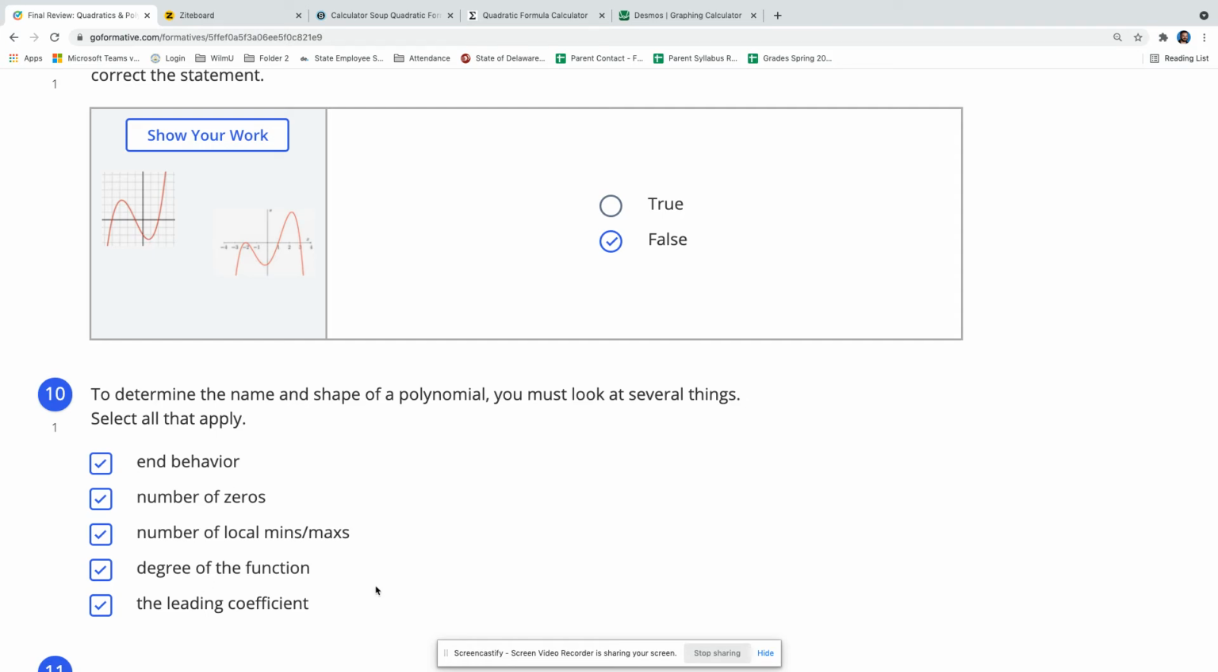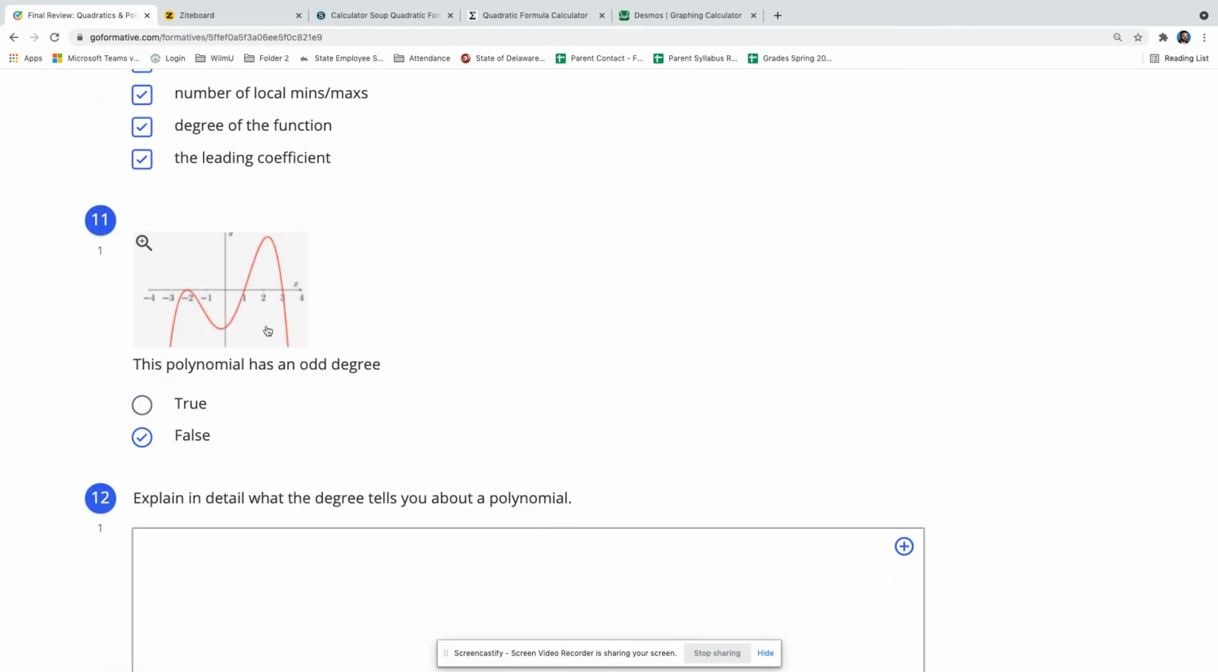The degree of the function, if you actually have the function, you can see that, raised to the third power, to the fourth. And leading coefficient is just going to tell you which direction that it goes. So they did say about the shape of the polynomial, so I thought that should be included as well. So this polynomial has an odd degree. That's false. This is even.